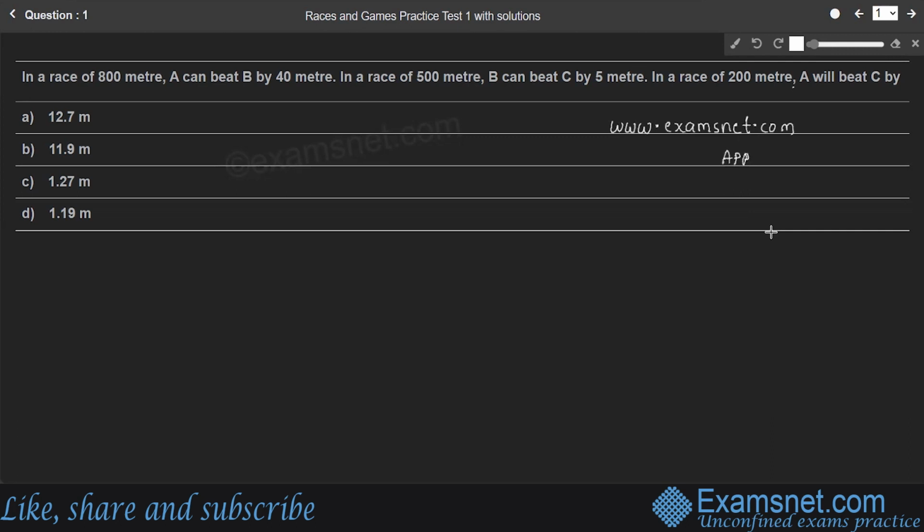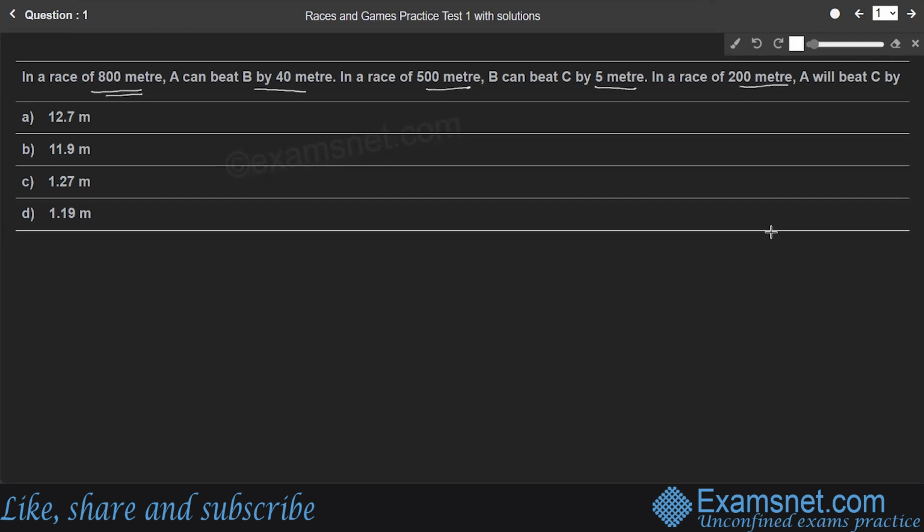Let's begin with question number 1. In a race of 800 meter, A can beat B by 40 meter. In a race of 500 meter, B can beat C by 5 meters. In a race of 200 meter, A will beat C by?